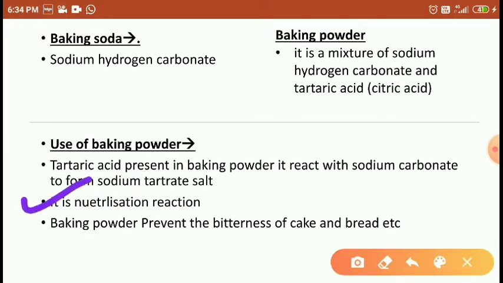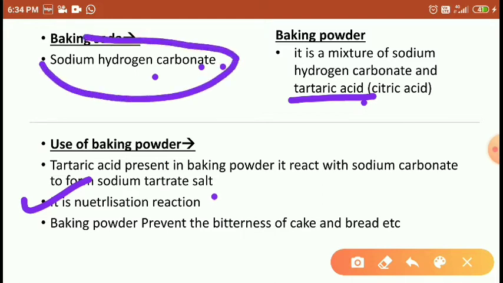It neutralizes the reactions. It neutralizes, meaning the tartaric acid is the acid and sodium hydrogen carbonate is the base. If the base level increases in the dough, if we just add the sodium hydrogen carbonate, then what happens, students? It forms Na2CO3, sodium carbonate. If sodium carbonate exists in the dough in a large amount, then it becomes bitter in taste.